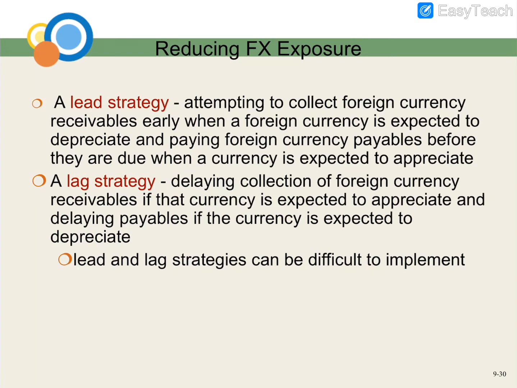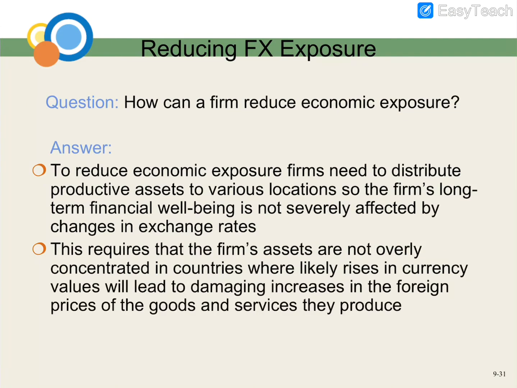So how can an organization reduce economic exposure? To reduce economic exposure, a firm needs to distribute productive assets to various locations so the firm's long-term financial well-being is not severely affected by changes in exchange rates. This requires that the firm's assets are not overly concentrated in countries where a likely rise in currency value will lead to a damaging increase in the foreign price of the goods and services they produce.